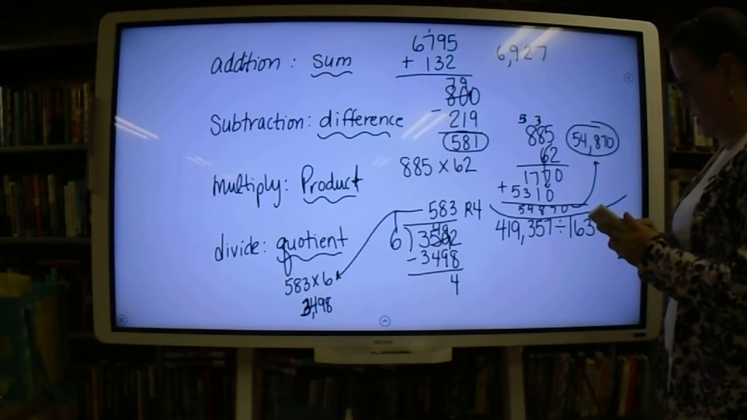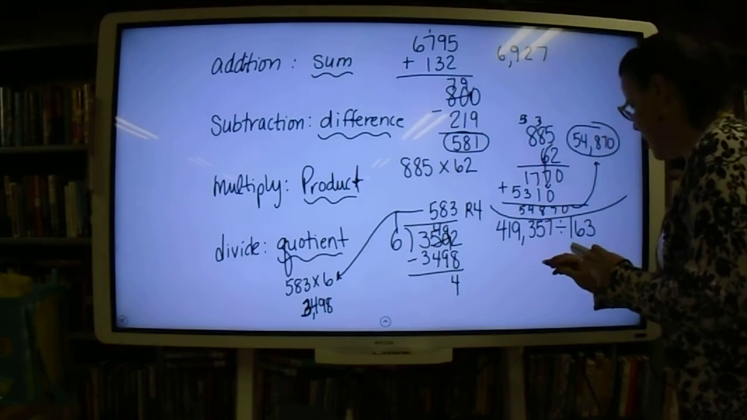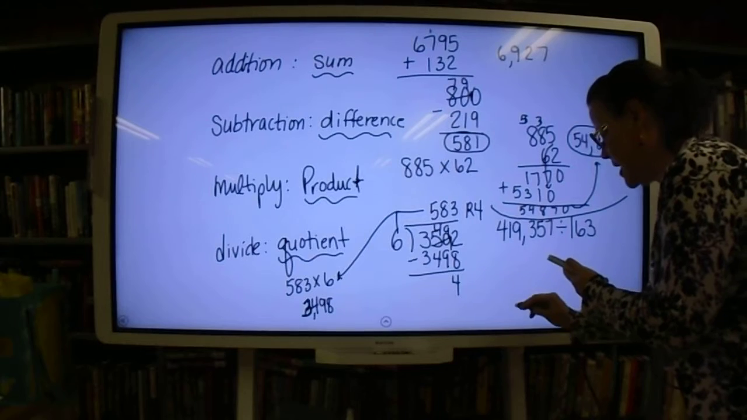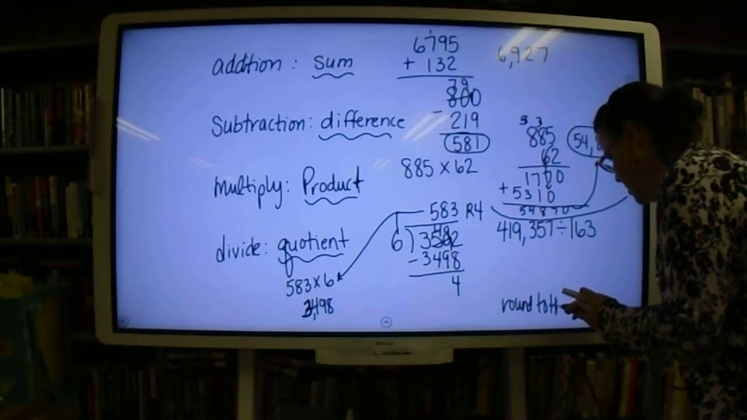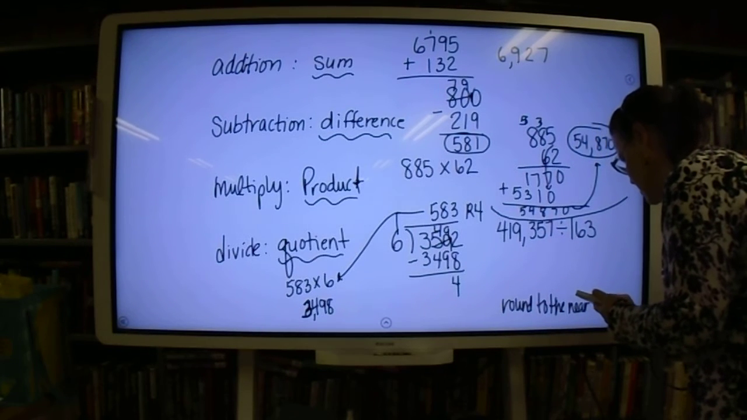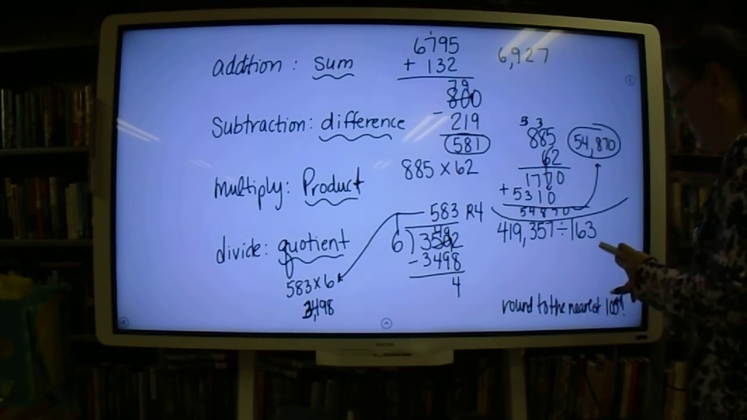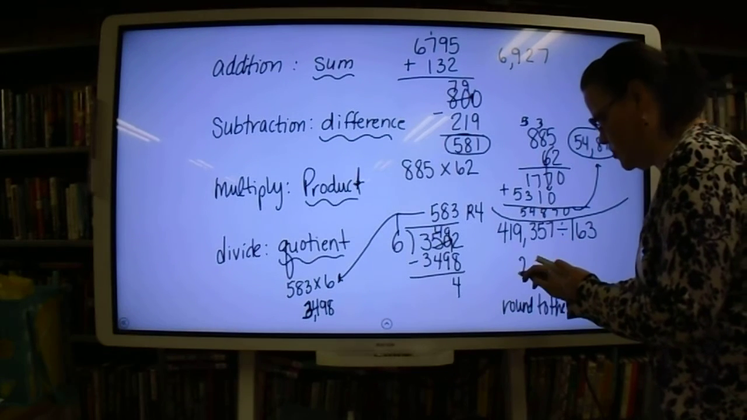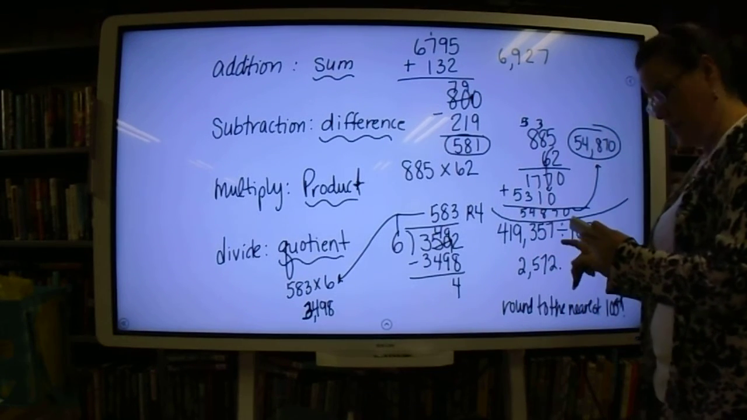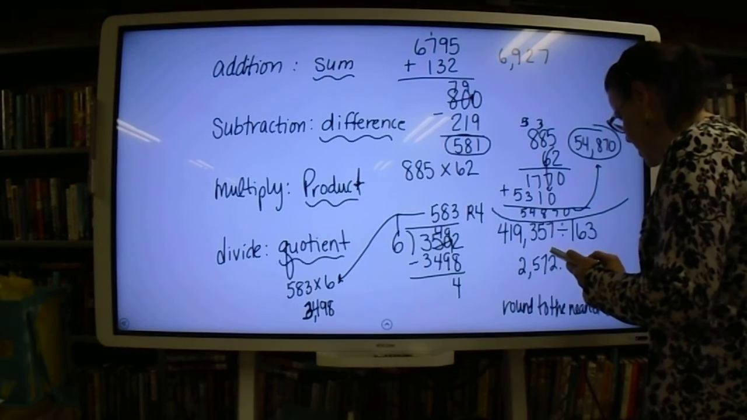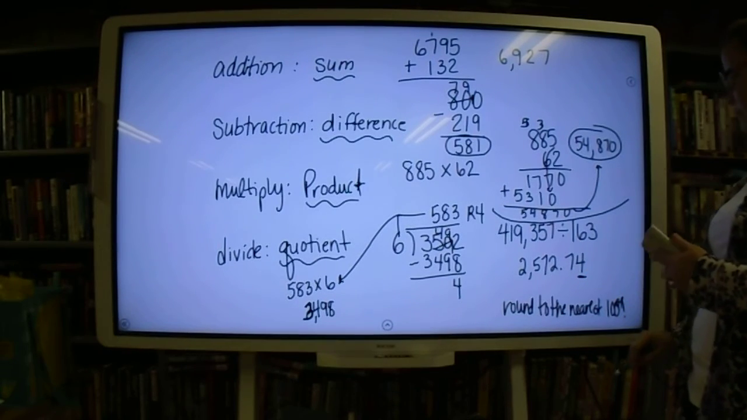You would do 419,357 divided by 163, and they say round to the nearest hundredth. And I'm going to shorten it because I'm running out of room. And you would say 2,572, and, because that decimal is and, 74 hundredths. It's 742331, but you're stopping here. And that would be it.